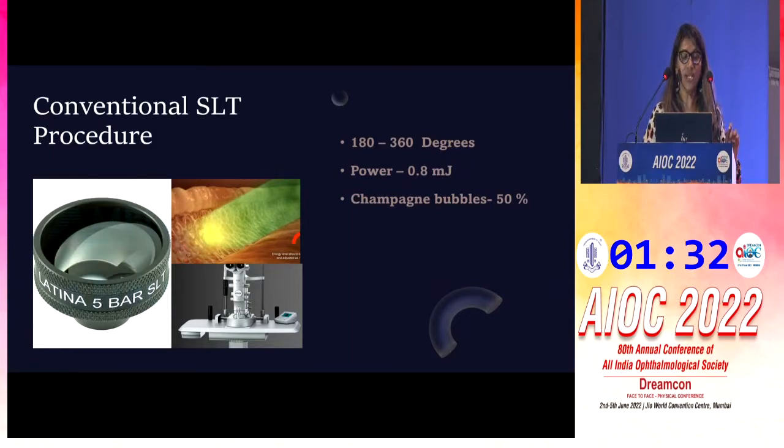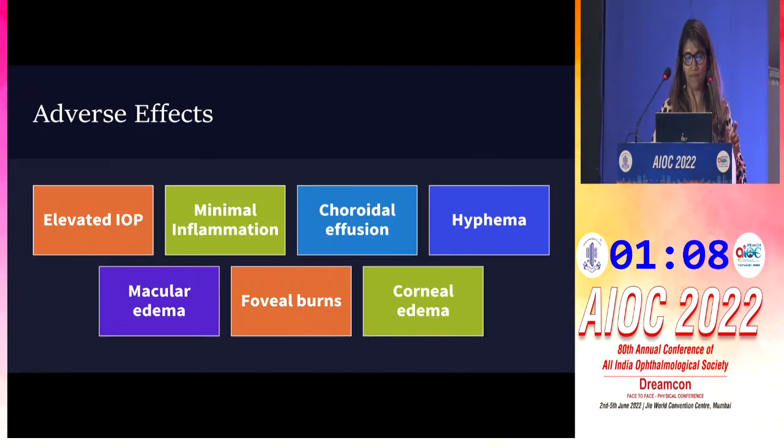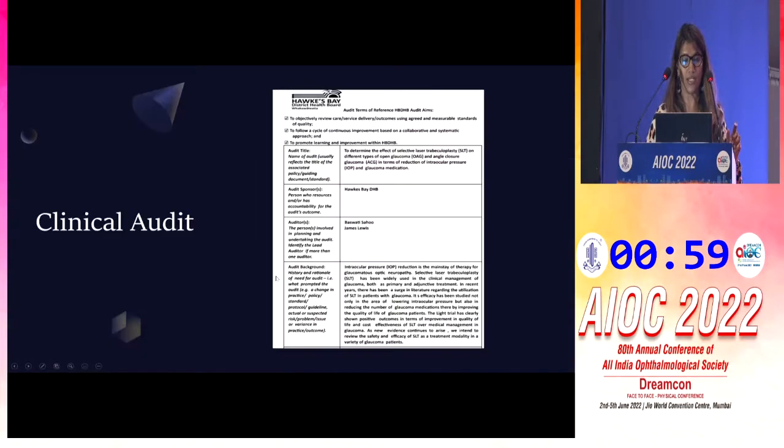So conventional SLT is done using, all you need is the SLT machine. These days we have the Duo machine with the YAG laser, so all you need is a separate lens. We can proceed either 180 or 360 degrees with a power of 0.8 millijoules, and we look for champagne bubbles, expecting them to be present 50% of the time. The adverse effects are very minimal, except for some elevated IOP or minimal inflammation. Usually, I have not come across any other things.